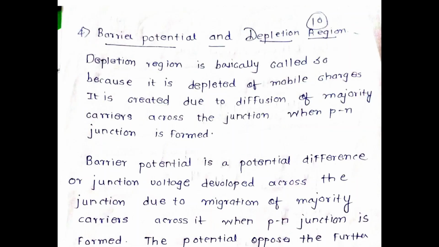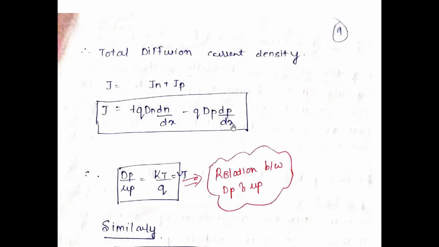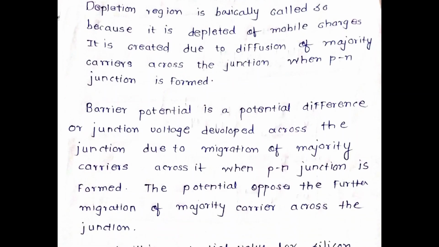This barrier potential and depletion region concept is basically from the diagram which I have drawn over here. These diagrams are present on my Instagram page. You can check it over there. You have negative immobile ions, positive immobile ions, and the region between the P side and the N side is called the depletion region, and the potential offered by this region is called the barrier potential. That is very important. The formula is given over here.